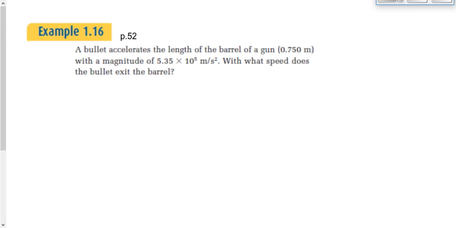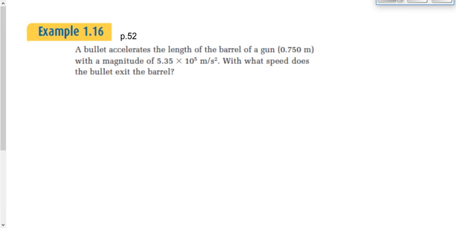One more example here, page 15. It says a bullet accelerates through the length of a barrel of a gun at 0.750 meters with a magnitude of 5.35 times 10 to the 5 meters per second squared. So listen, this is a pretty big rate of acceleration, right? But it's got to be, right? If you're accelerating a bullet from 0 to a speed that can kill an animal over a distance of 3/4 of a meter, then it's got to be a high rate of acceleration. 5.35 times 10 to the 5, 535,000 meters per second squared.